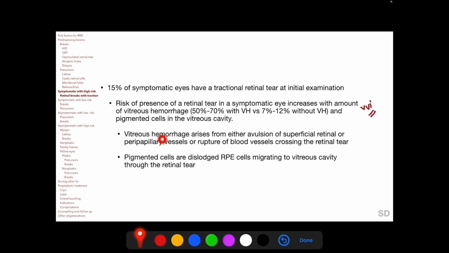Vitreous hemorrhage arises from either avulsion of superficial retinal or peripapillary blood vessels or rupture of blood vessels crossing the retinal tear, and pigmented cells in the vitreous cavity or even in the anterior chamber are dislodged RPE cells migrating to the vitreous cavity through the retinal tear.